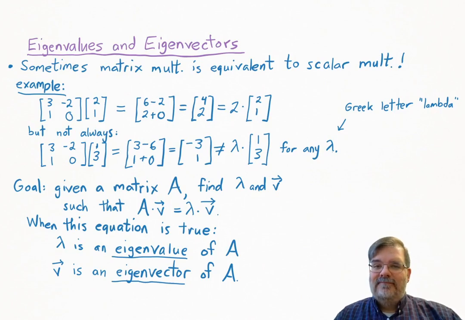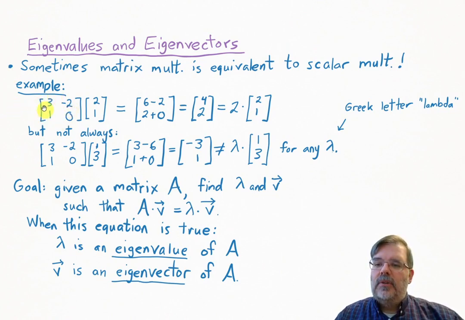Hello everybody! In this video, we'll learn about two new concepts in matrix algebra called eigenvalues and eigenvectors. They're special constants and vectors associated with a matrix that arise in context with this observation, that sometimes matrix multiplication is equivalent to scalar multiplication. Let me show you an example of what that means.